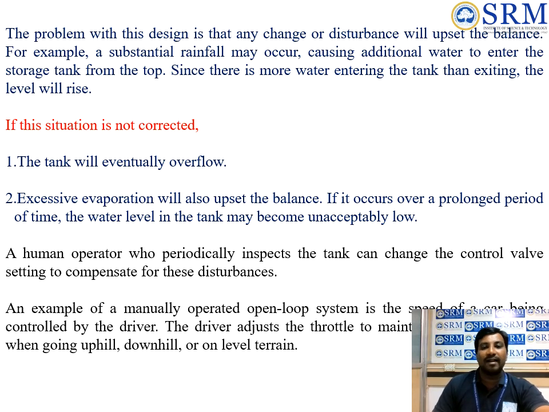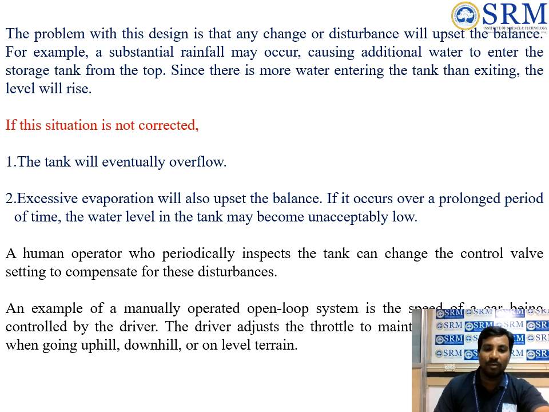But the problem is that any change or disturbance will upset the balanced condition. For example, a rainfall may cause additional water to enter the storage tank from the top. Since more water is entering the tank than leaving it, the water level will rise. If this condition is not corrected, the water tank will eventually overflow. Excessive evaporation can also lead to an unbalanced condition. If it occurs over a prolonged period of time, the water level in the tank may become unacceptably low.